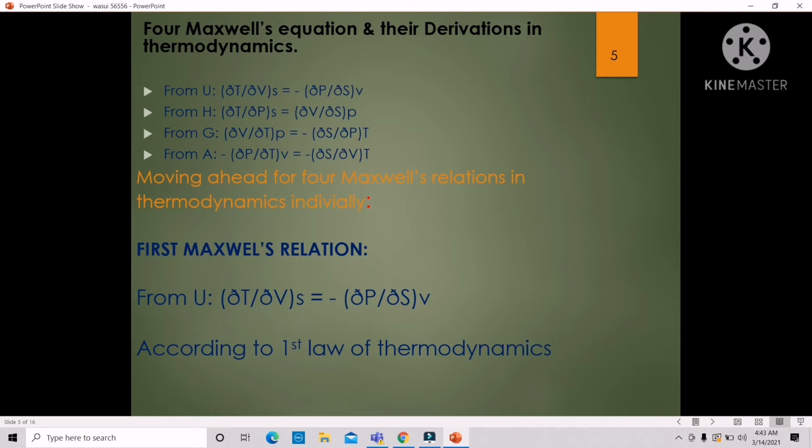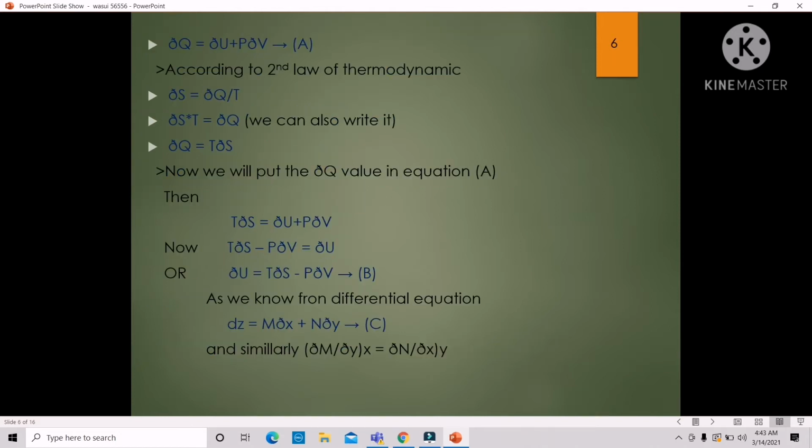For the first, we require the first equation: the change in temperature with respect to volume, having entropy constant, is equal to the minus of the change in pressure with respect to change in entropy, having volume constant. Since we are discussing material thermodynamics, we must be aware of the first law of thermodynamics and its equation. The first law says that heat is the sum of the change in internal energy and the pressure times change in volume, which means work done. So equation one is taken from the first law of thermodynamics.